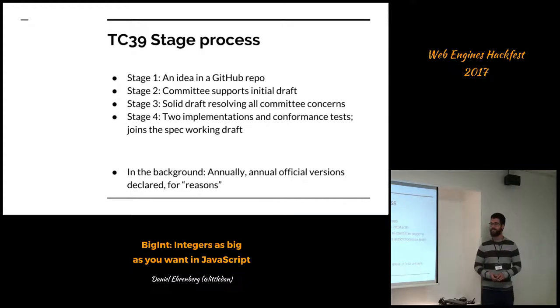So by the time something gets to stage four, and we have two actual implementations, which means we've shipped it in web browsers to real users, or at least we're about to ship it, this is a real web standard. It's really part of JavaScript, and it's included in the working draft that's on the website. There's also a process where annual releases of the specification are cut, but as far as the way that the web operates, the implementations operate, the users operate, this is not the main thing. This is more for some intellectual property concerns.